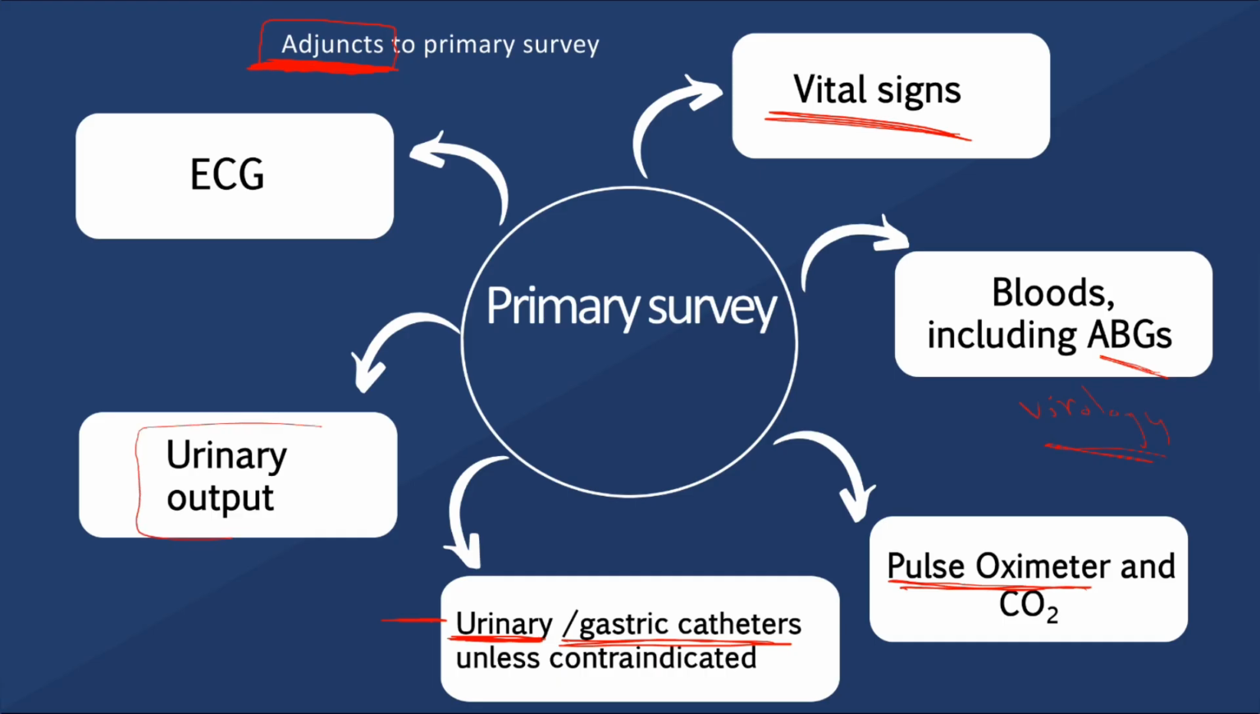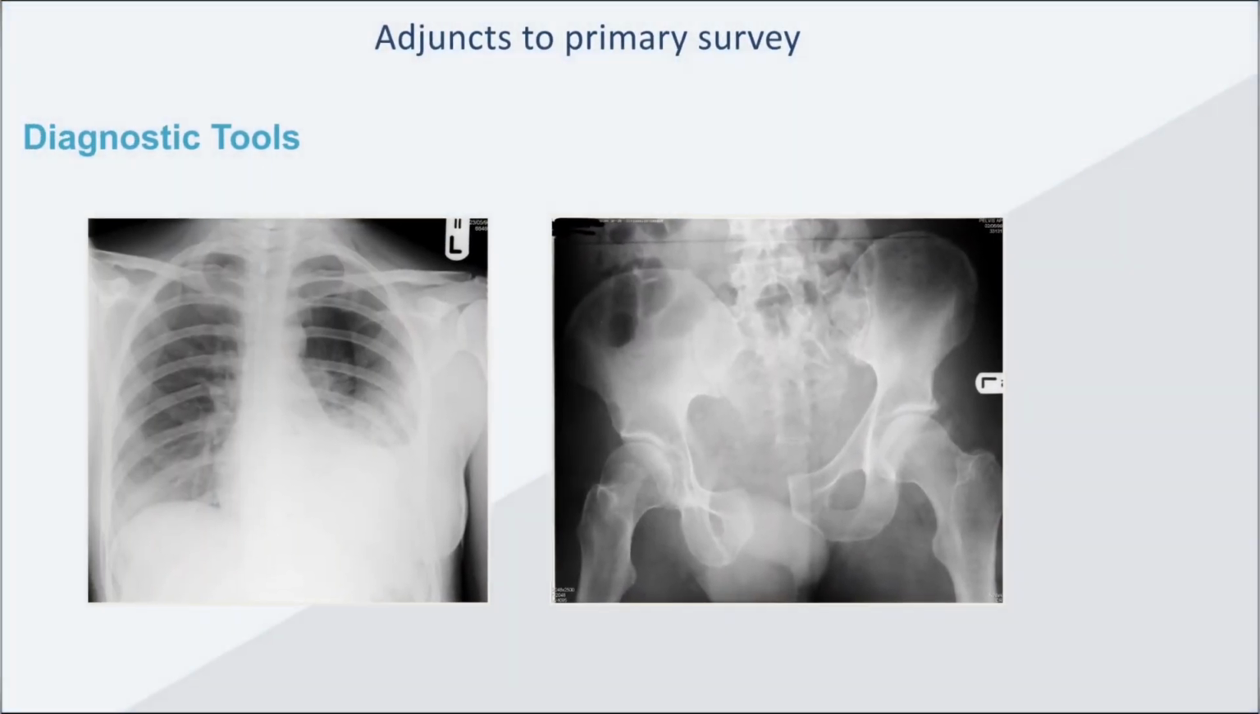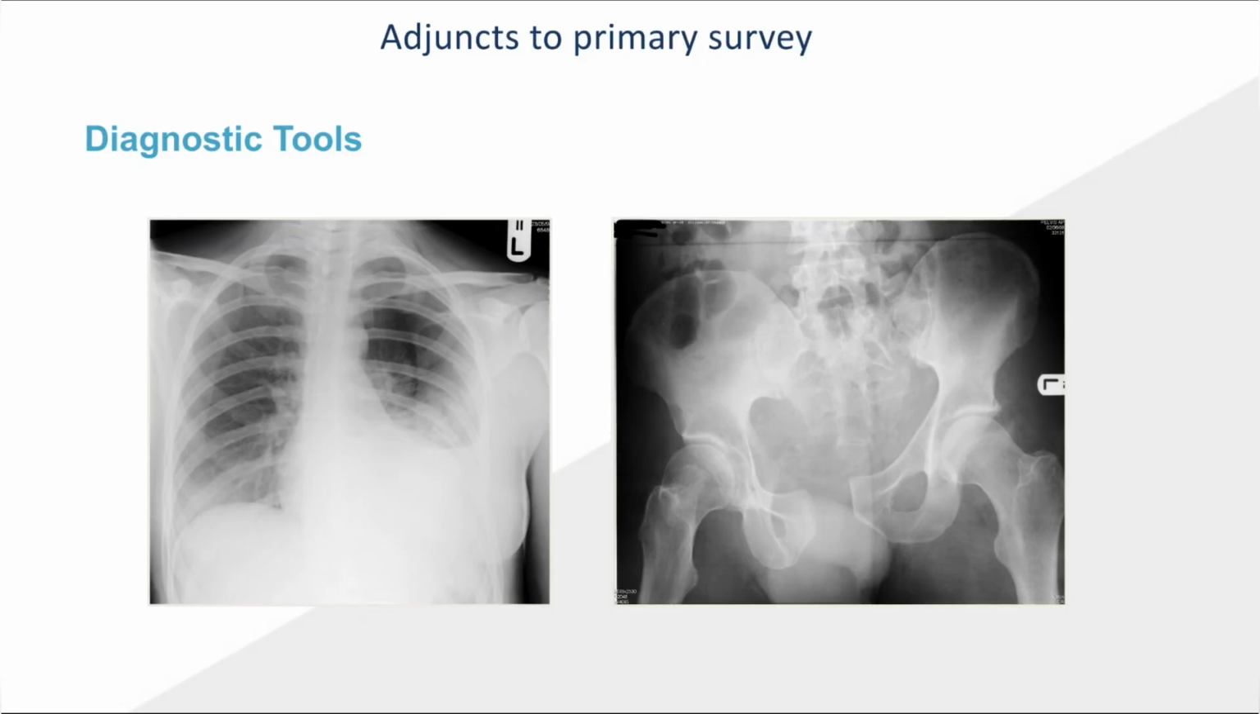Urinary output is essential to measure to know whether the patient is having shock or not. ECG, especially if the patient is suspected to have cardiac contusion, if they have a chest injury. The diagnostic tools that you use during primary survey, the radiology that you do, are only chest X-ray. This is one. Second, you use a pelvic X-ray.